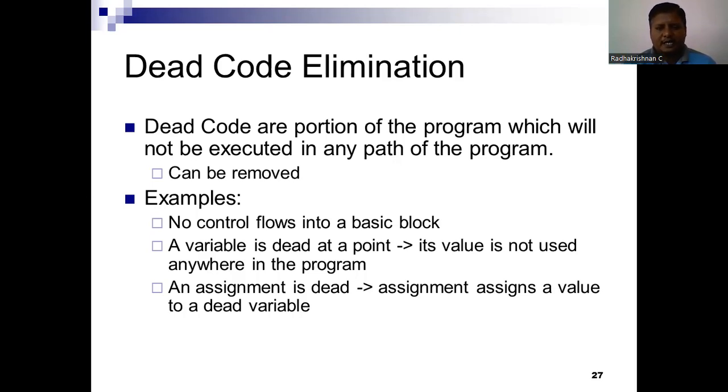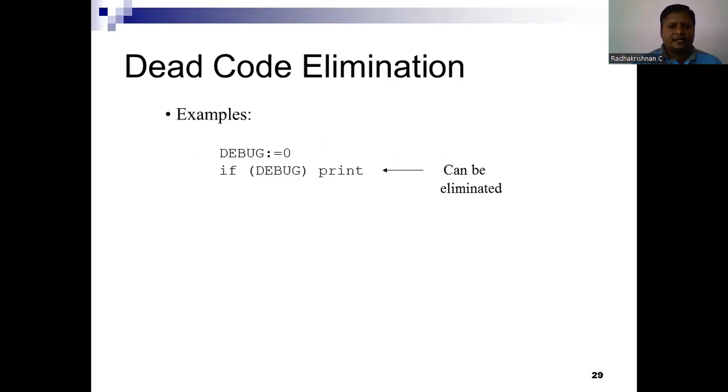A variable is dead at a point if its value is not used anywhere in the program. The assignment that assigns a value to a dead variable is dead. These are some examples. For example, int i = 0; if (i == 1) true statement, else false statement. In that case, whenever the program is executed, the condition is never true, it's always false, because before the if statement the value of i is assigned 0.